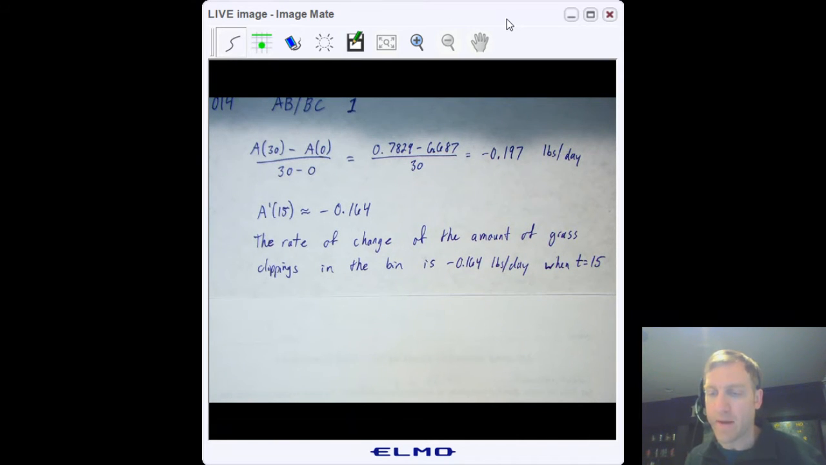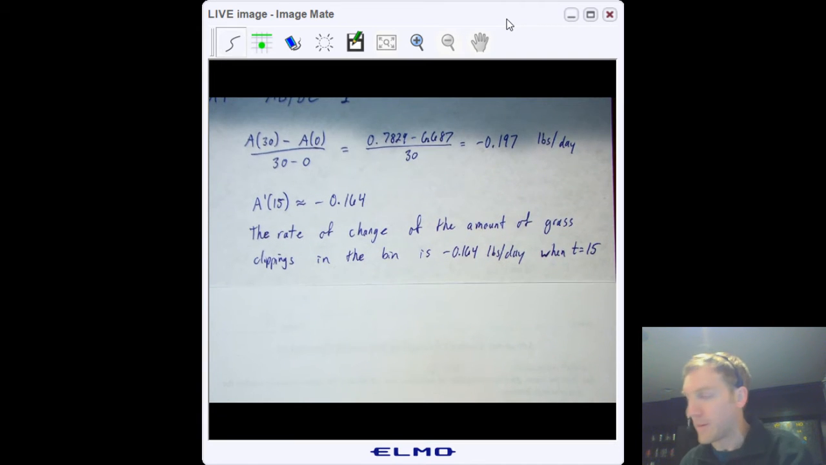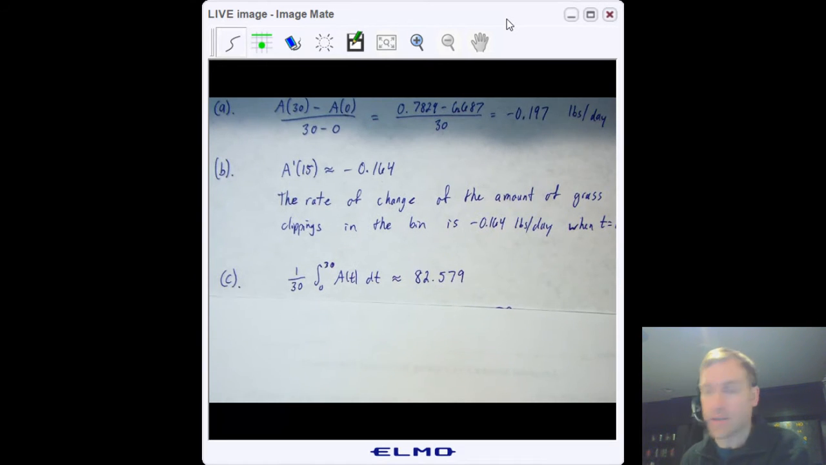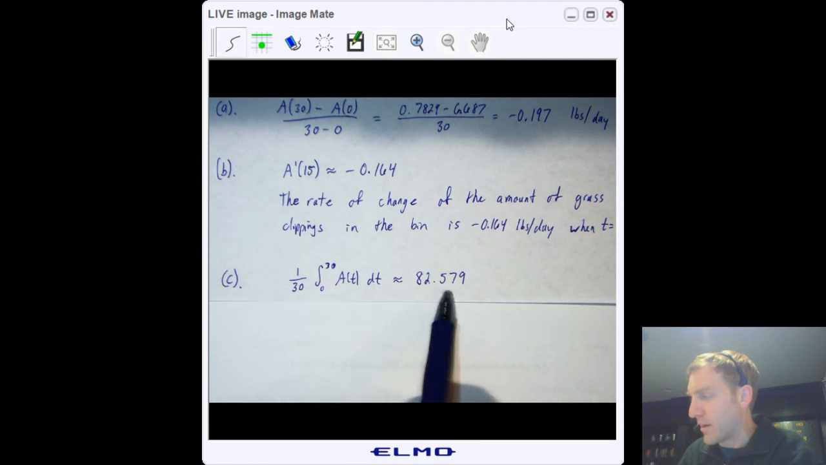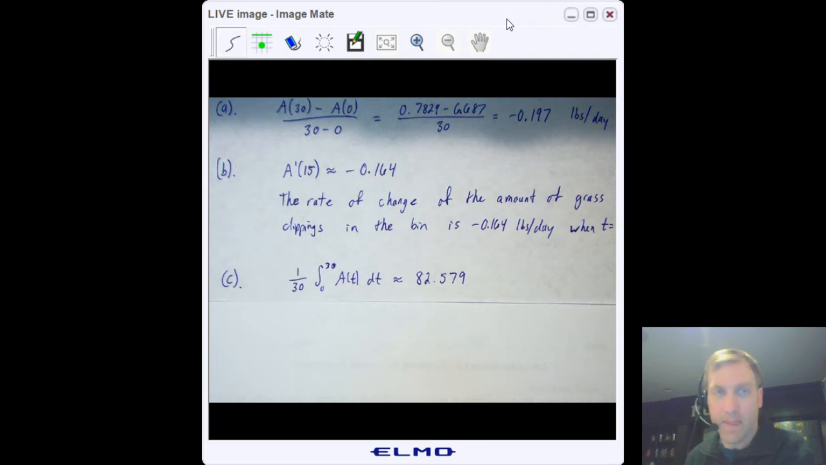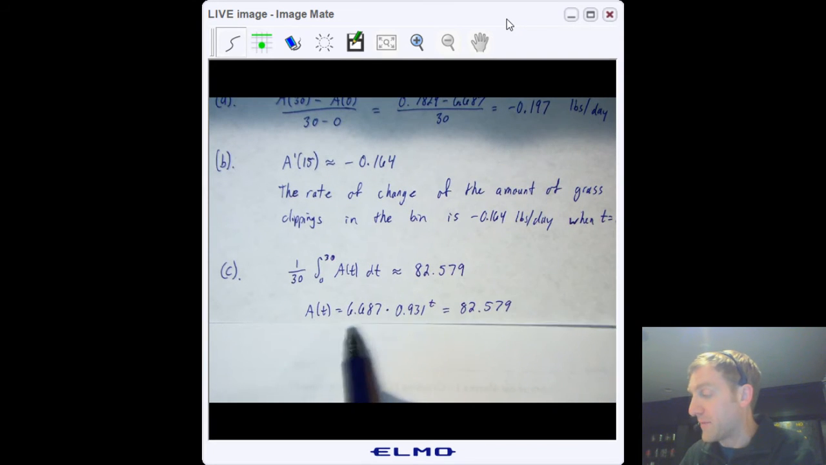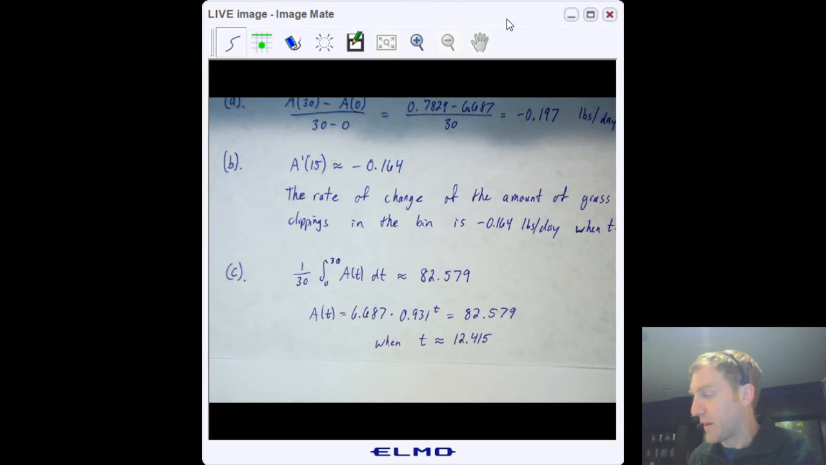Part C, find the time when the amount of grass clippings is equal to the average amount of grass clippings from 0 to 30. So you had to basically do two things. First, find the average amount of grass clippings from 0 to 30. That's a formula you need to know: 1 over b minus a, times the integral from a to b of A. You can do that in the calculator and get 82.579. That's the first part. The second part was to find when A of t is equal to that. So we set that equal, and once again, just solve by graphing on your calculator, and you get about 12.415.